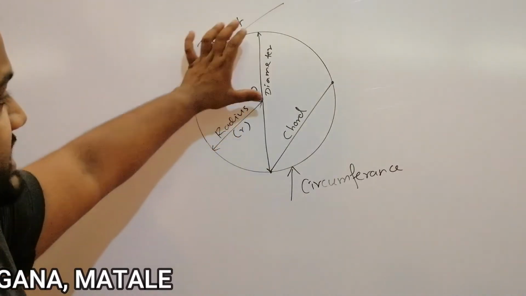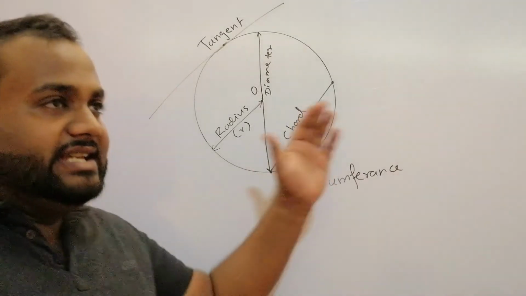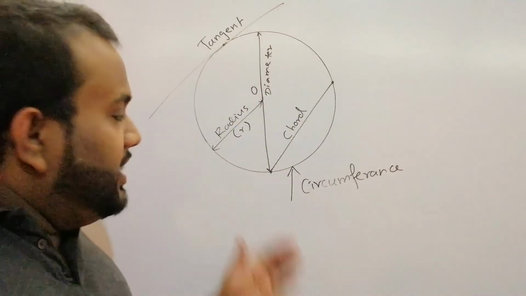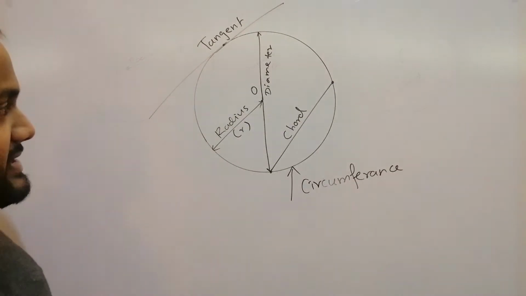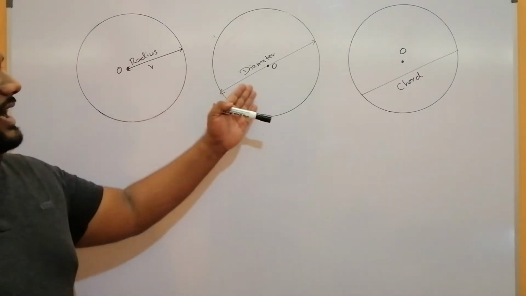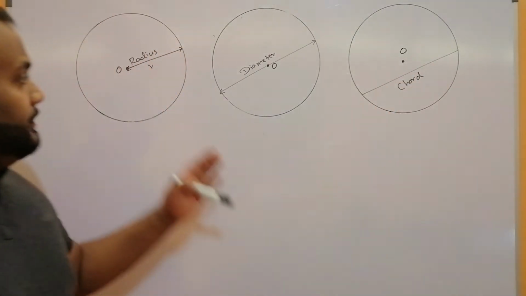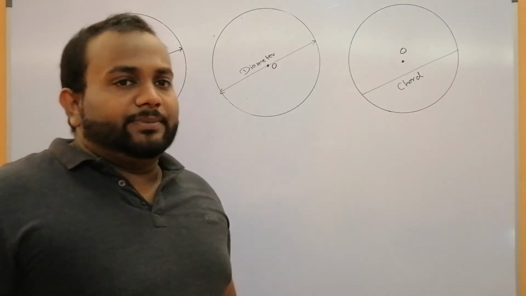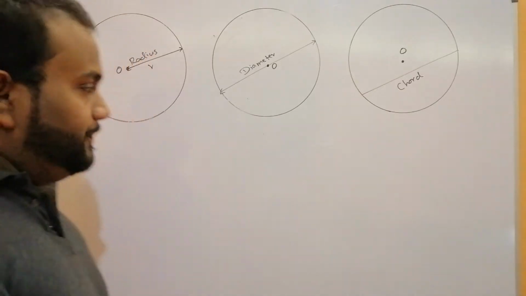Radius, obviously we should know that it's half of the diameter. Then what is the chord? Is there any similarity between the chord and the diameter? What is the tangent? What is the circumference? We will be learning all of them next. Right. These are some basic lines that I have drawn inside the circle. Please understand the center of the circle is denoted by O.